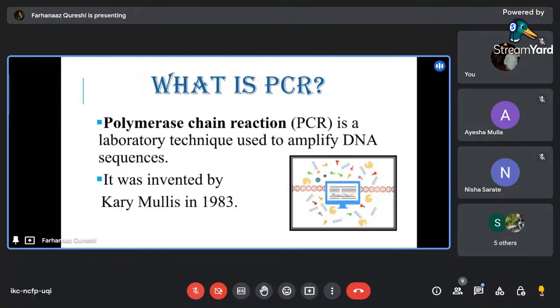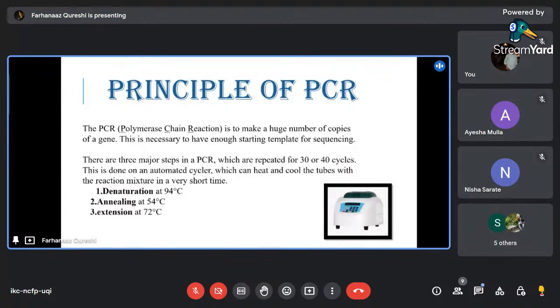This tool was commonly used in the molecular biology and biotechnology laboratory. So next is the principle of PCR. PCR, the polymerase chain reaction, is used to make a huge number of copies of a gene. This is necessary to have enough starting template for sequencing.